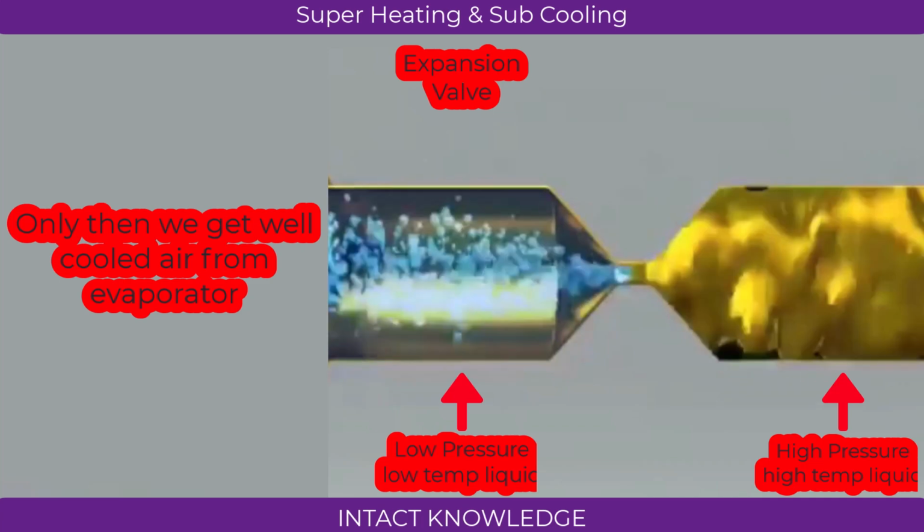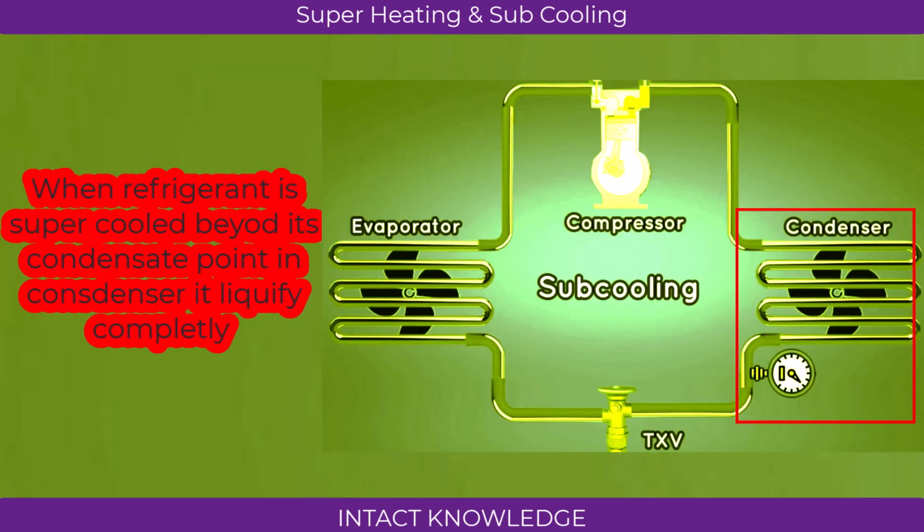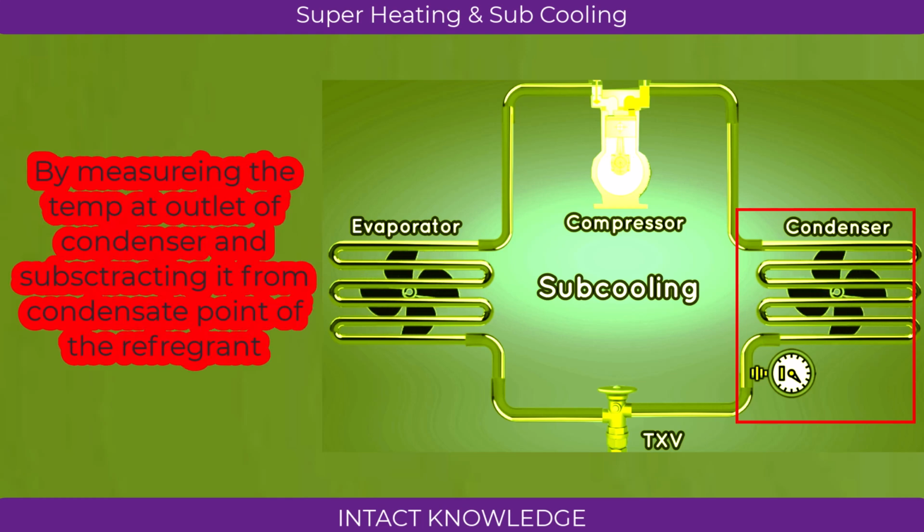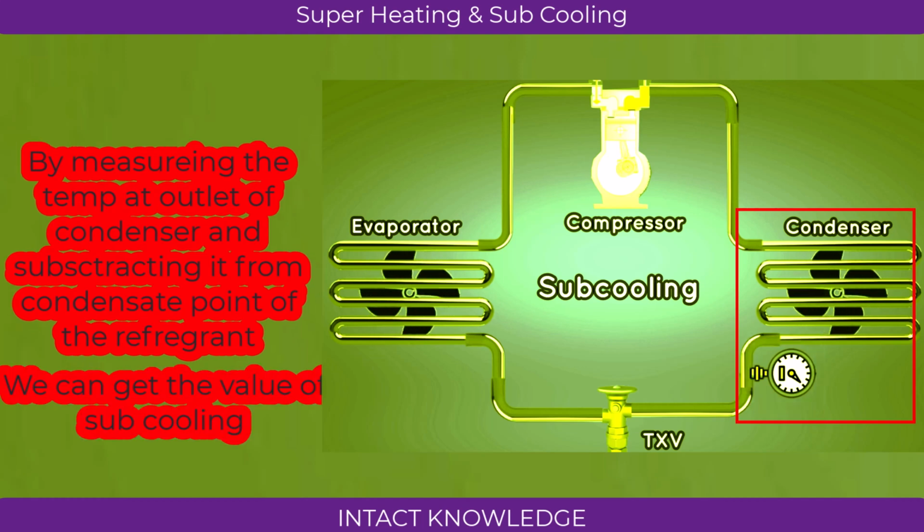When the refrigerant is subcooled beyond its condensate point in the condenser, it liquefies completely. By measuring the temperature of the refrigerant at the outlet of the condenser and subtracting it from the condensate point of the refrigerant, we can get the value of subcooling.